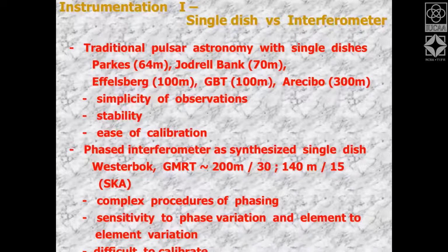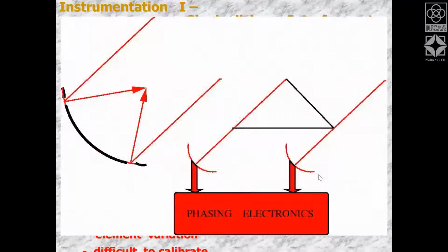And the future telescope in the next 5 to 10 years, the Square Kilometre Array, will have a square kilometer collecting area and would be made up of thousands of dishes, which is again a phased interferometer. So both types of instruments are used today, single dishes as well as interferometers. The interferometers are used by synthesizing a single equivalent dish, and that is done by phasing the individual dishes.